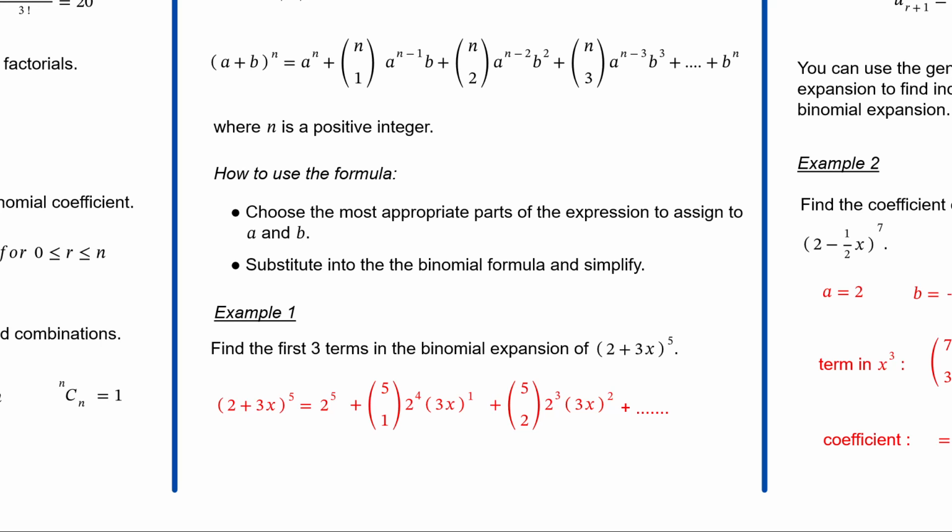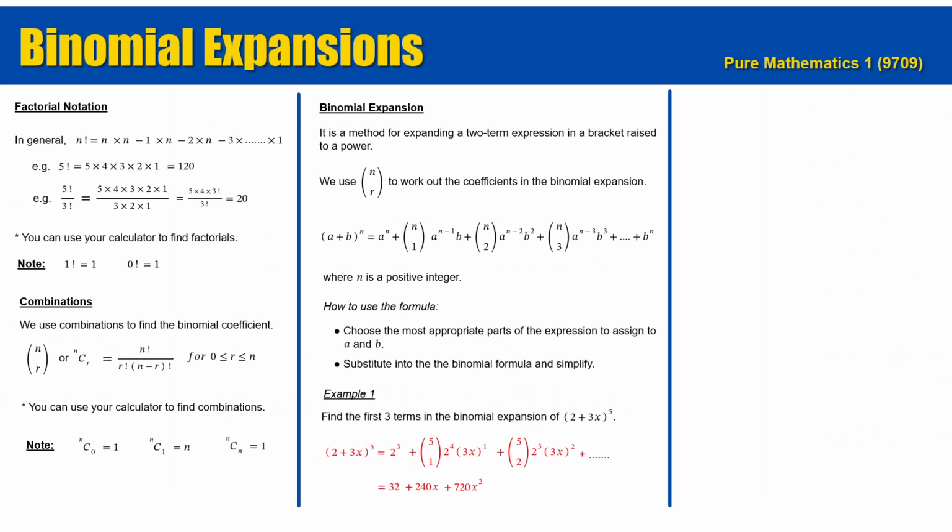So we can see the powers of 2 going 5, 4, 3, and the powers of 3x going 0, 1, 2. But we're just going to end here because all they want are the first 3 terms. So when we simplify this, we will get 32 + 240x + 720x squared. So that's how we do it.